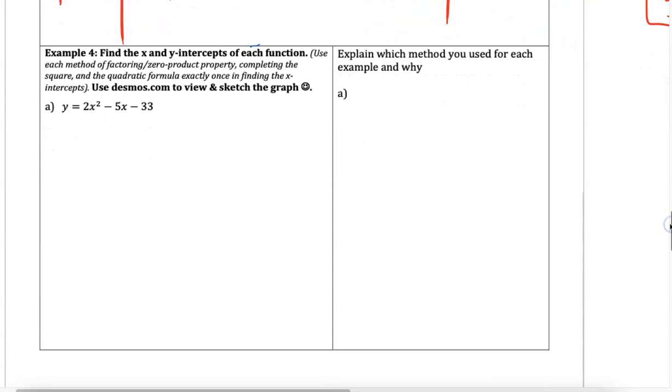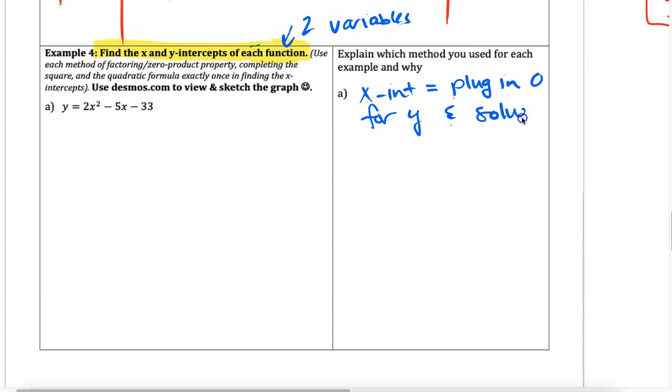Okay, so then the last thing we're going to do is just use our knowledge now to find x and y intercepts of these types of functions. So remember, a function is when you have two variables. We've got x and y, right? And it's a quadratic function because the highest power of x is 2. And now we're going to use our skills to find intercepts. So just as a reminder, the x-intercept is when you plug in 0 for y and solve for x. So it's like number, comma, 0.